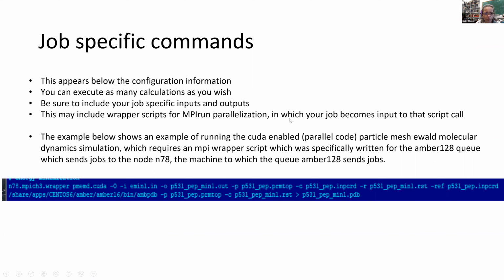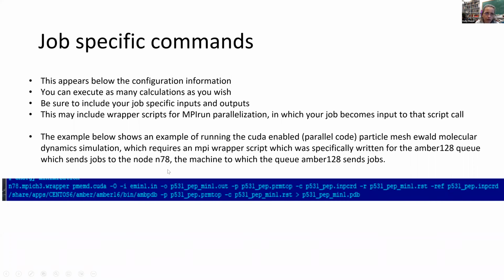Be sure to include your job-specific inputs and outputs. This may include wrapper scripts for MPI run parallelization, in which your job becomes the input to that script call. So for example, we see an example of this. We are using a wrapper script for the PMEMD.CUDA. So this means this is parallelized code that we're running. This is actually the parallelized version of Amber, which is going to then be running faster, but we need to apply this wrapper to it before we can execute this. Then we're going to need to specify all the user-specific parameters that are going to pertain to the job that we actually want to run.